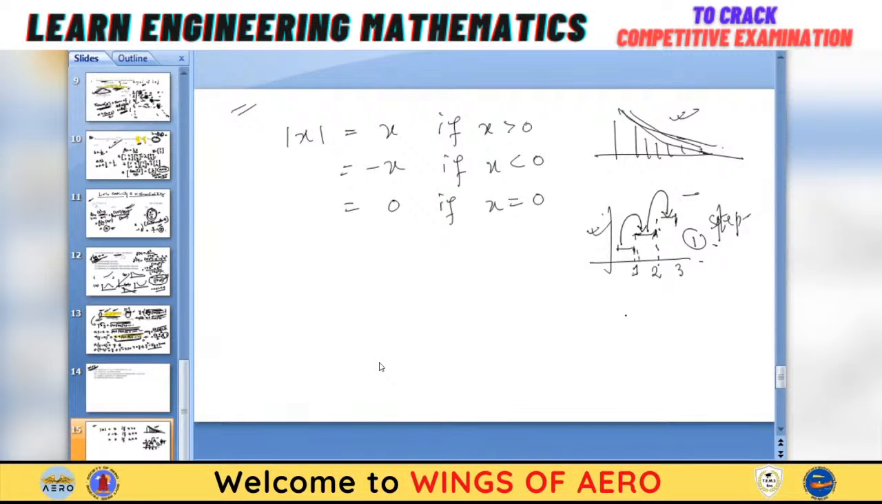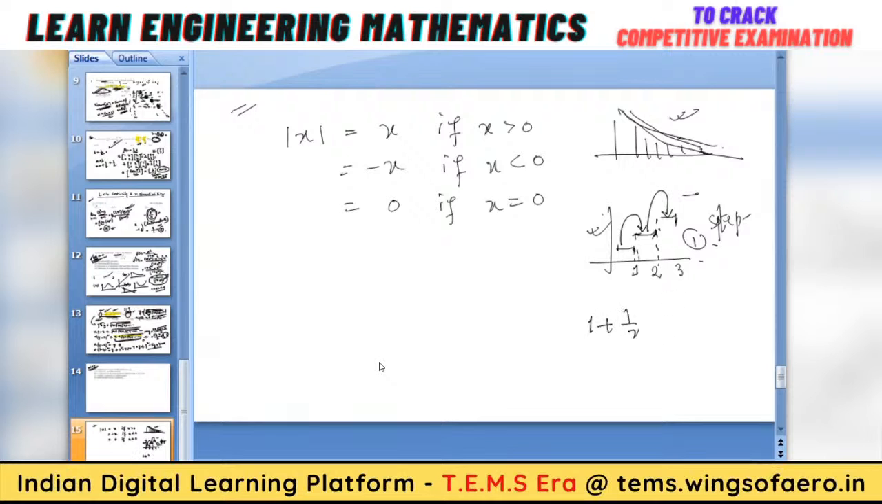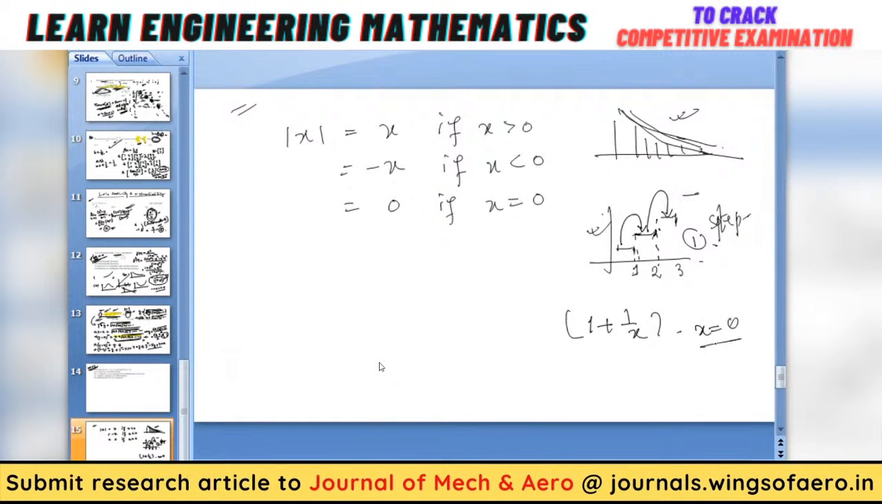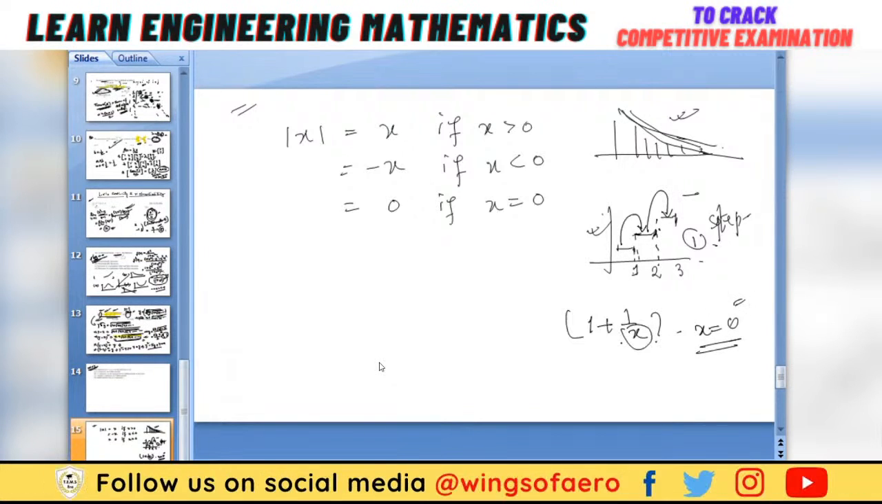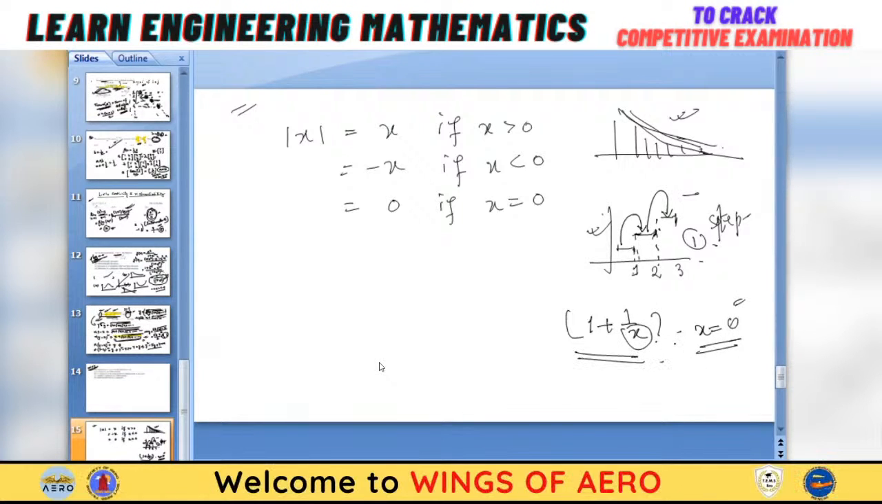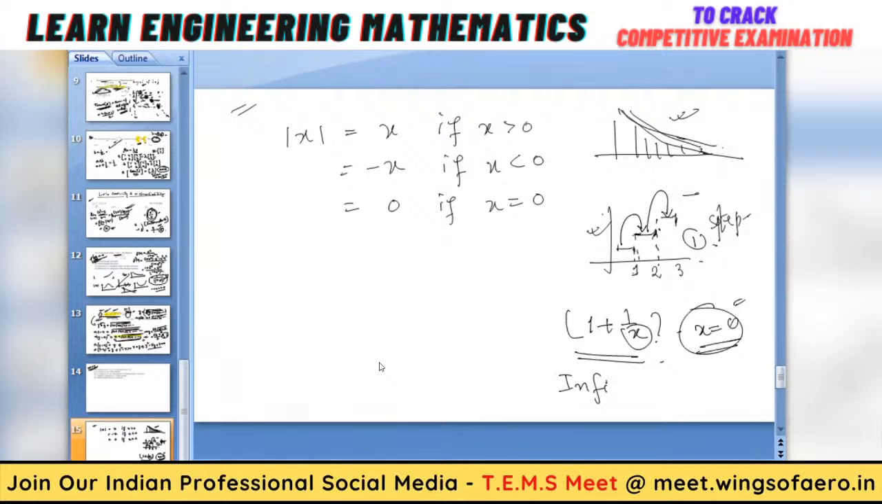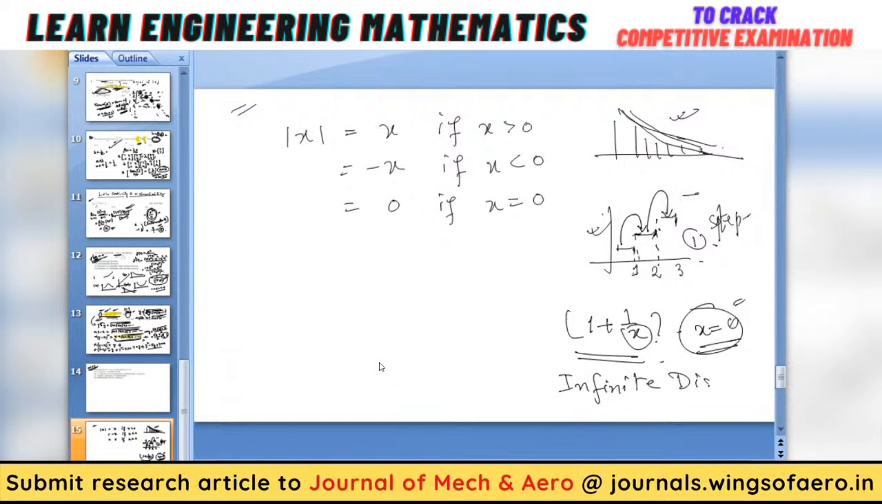Another type of discontinuity is, suppose, 1 plus 1 by x. What is the discontinuity in this function? The function is discontinuous at x equal to 0. Why? Because if I put x equal to 0 here, 1 by x becomes infinity. So this function is actually continuous except at one point, x equal to 0, because at x equal to 0 the function is undefined. This is called infinite discontinuity. And this is called jump discontinuity.